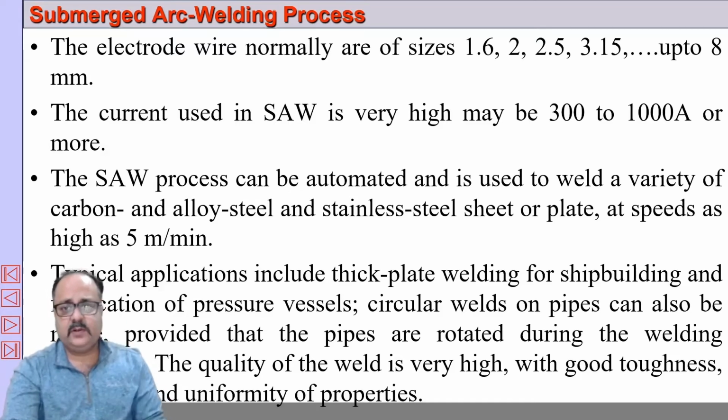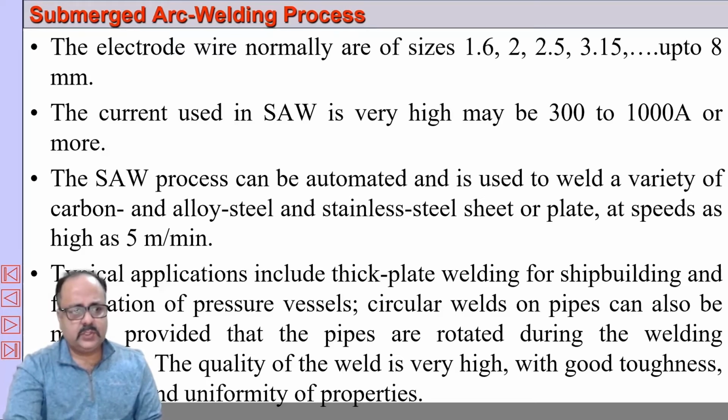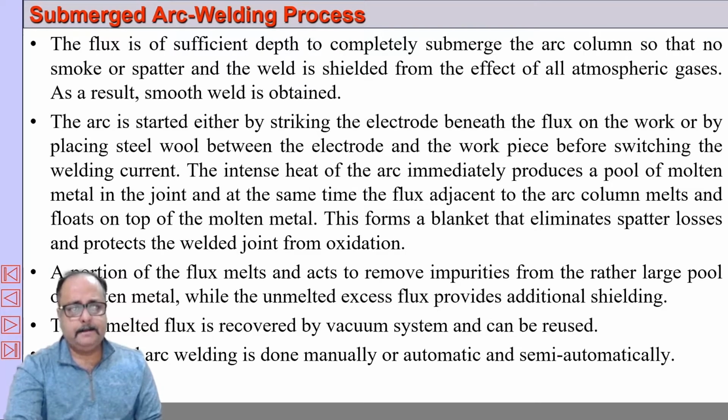Sometimes it may go to around 2000 ampere depending on the requirement, and the electrode diameter varies from 0.8, 1.6, 2.5, 3.2 mm, like that. It may go up to 8 mm or more. Normally it is around 4.5 to 6 mm maximum. Typical applications include thick plate welding for shipbuilding, fabrication of pressure vessels, pipes, etc.